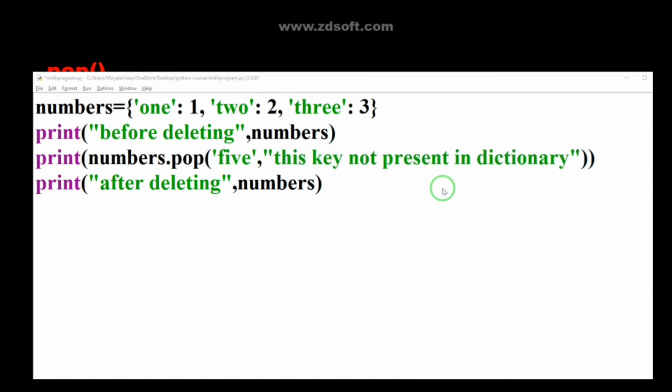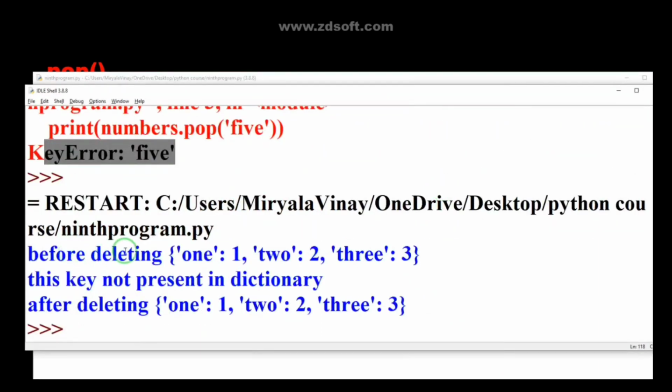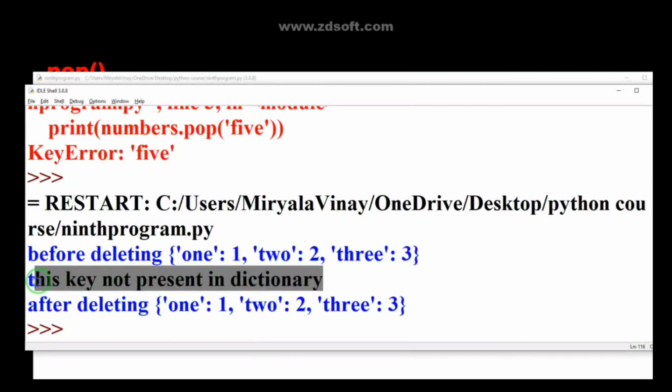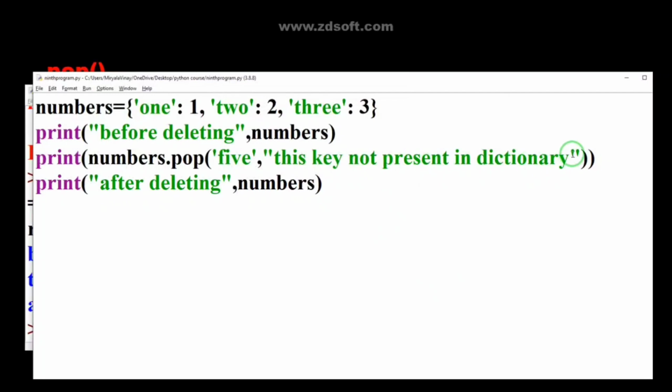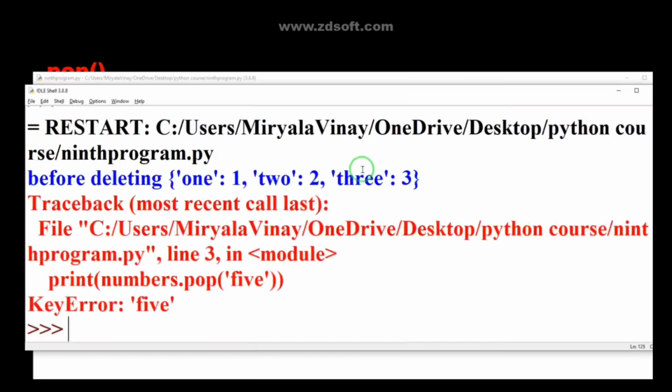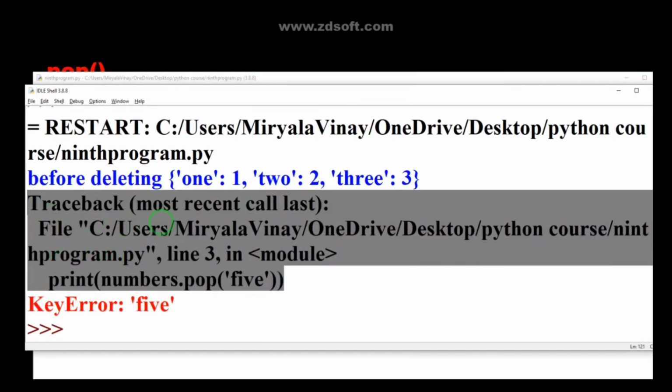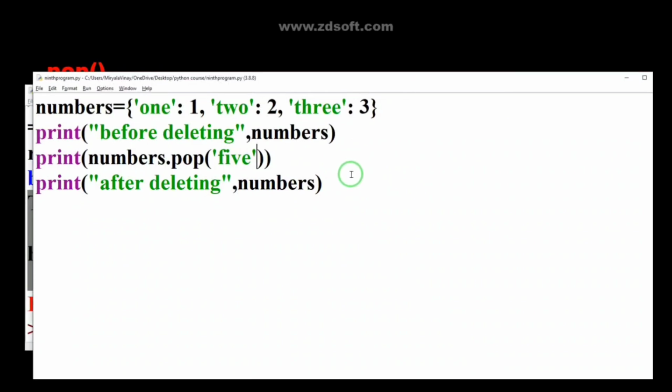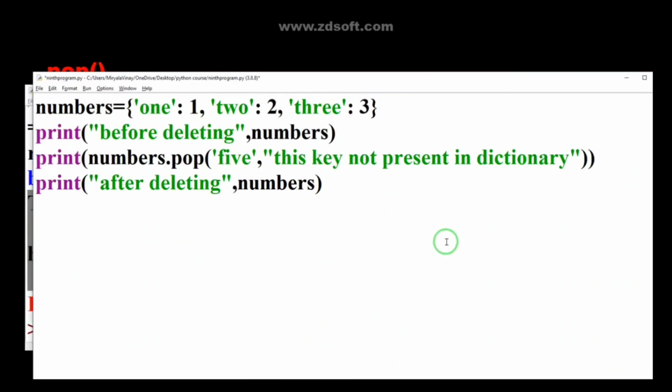When I run this, you can see before deleting we have 1 2 3, and after deleting also 1 2 3. I have used the pop statement to delete 5, but because 5 is not present, it runs the second argument in the pop statement, that is, "this key not present in the dictionary." When I remove this, it will definitely throw the error. So if you don't want to show any error, you can simply use the second argument like this. Yeah, this is about the pop method.